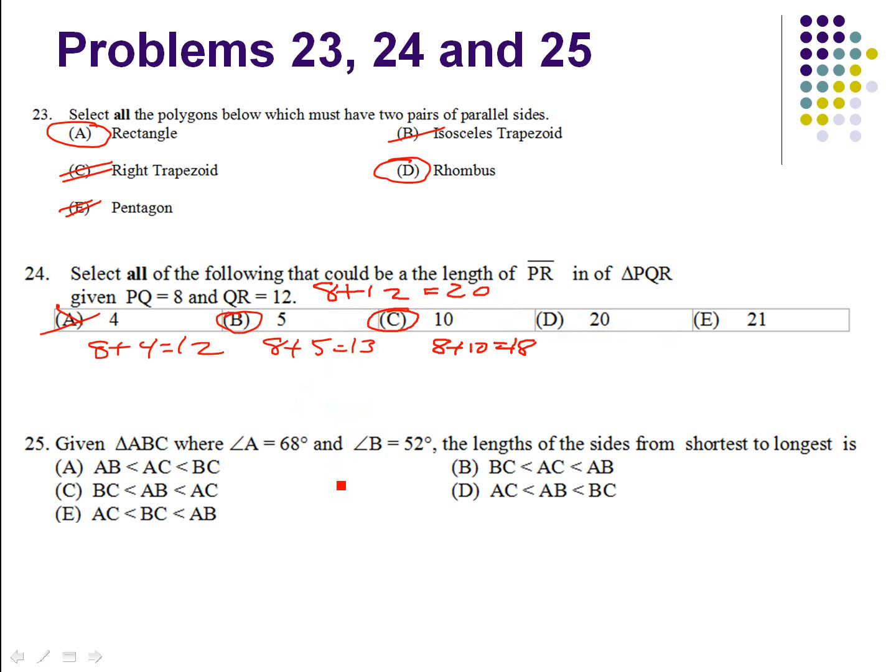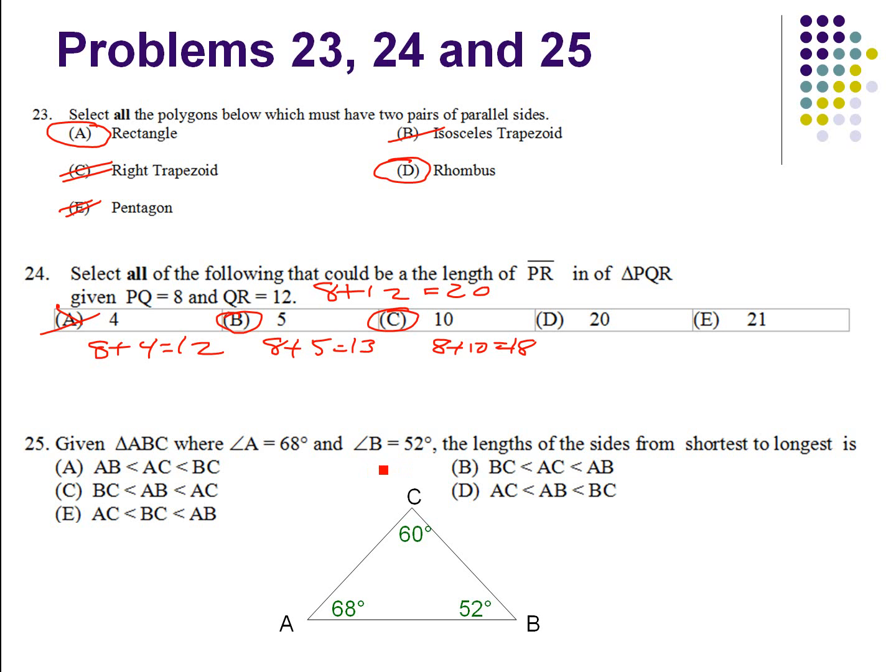Okay, for this next one, the best way to do it is draw a picture. So I'm just going to make up a picture, call this angle A, which was 68. Angle B, I'll put down the bottom, is 52. Then I use sum of the angles in a triangle. 68 plus 52 equals 120. Subtract that from 180, we get 60. And that's the measure of angle C.